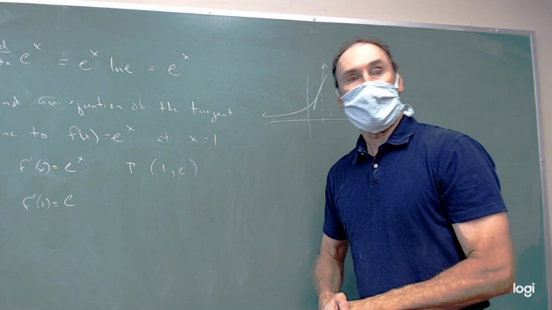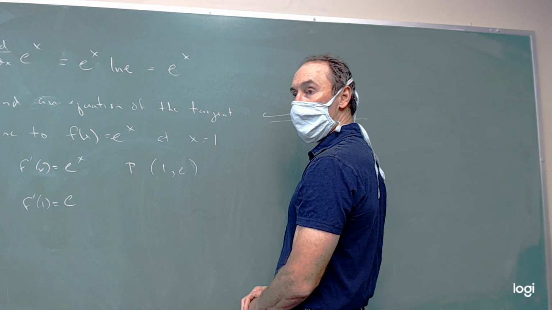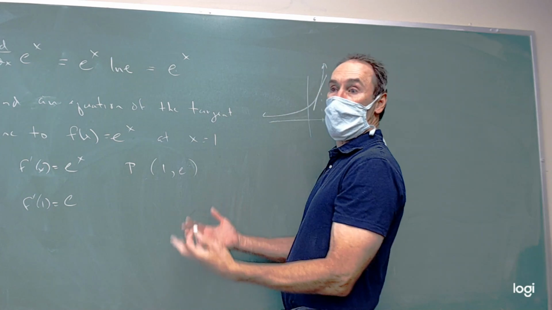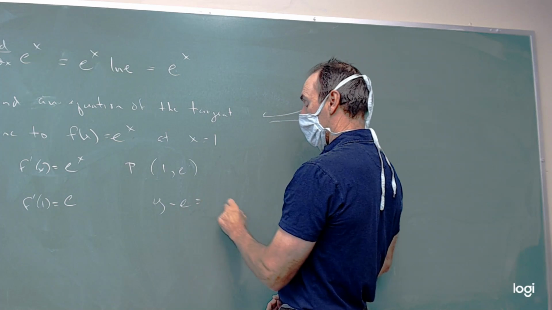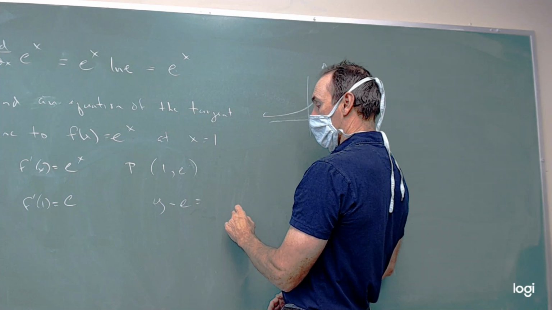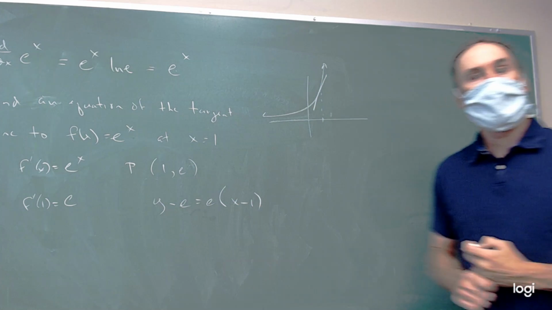So it looks like an alphabet answer here. If our slope is this and our point is that, then our equation of a tangent line in point slope form is going to be y minus e equals e times x minus 1. There you have it.